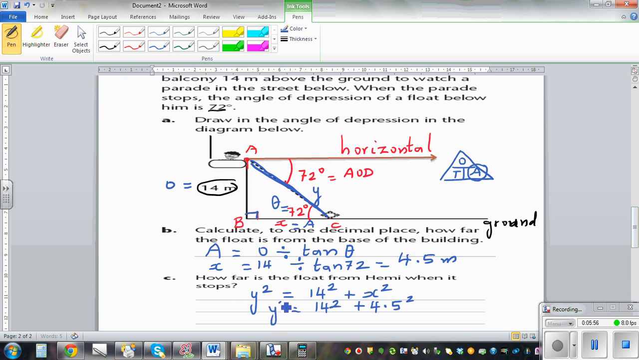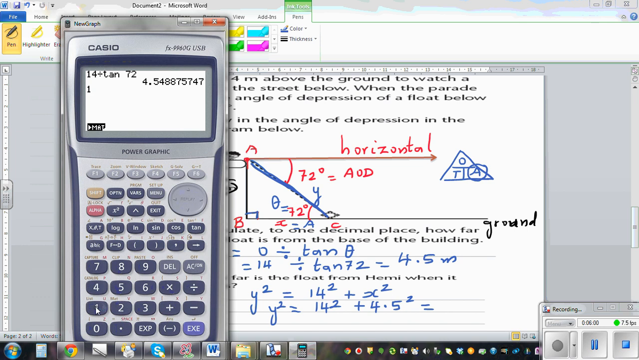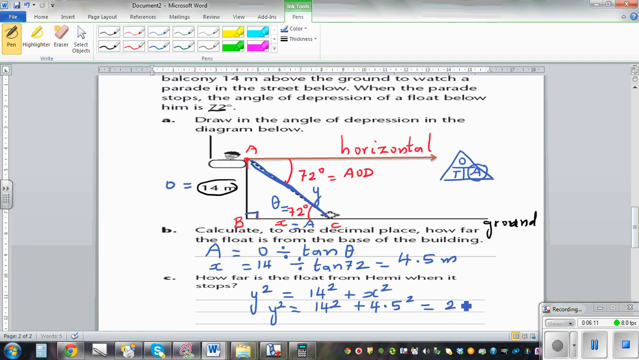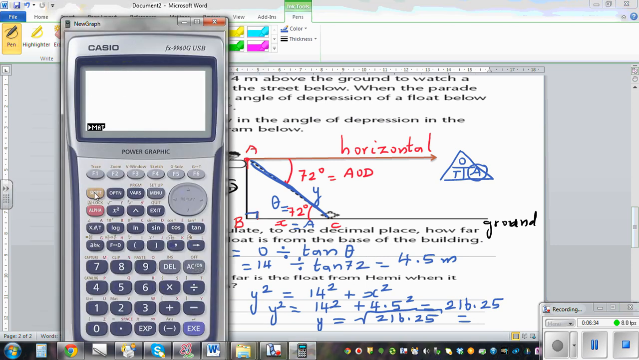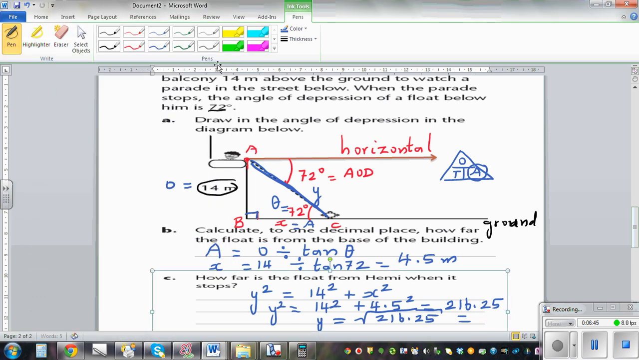Let's use the calculator to figure this out, and then we'll find the square root. So it is 14 squared plus 4.5 squared, which is 216.25. Now you have to find the square root. So y is the square root of 216.25. One thing you should understand is that this y should be greater than 14 and 4.5. So let me do shift square root of 216.25, which is 14.7. So the answer is 14.7 meters.